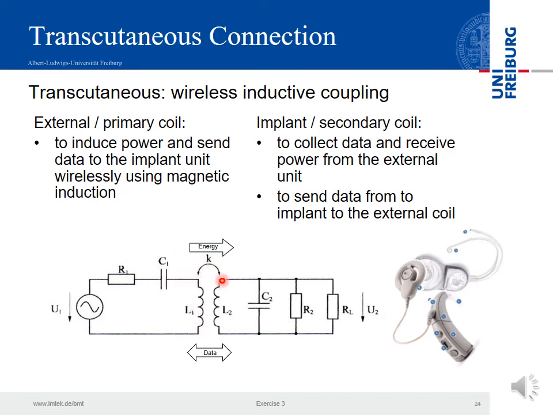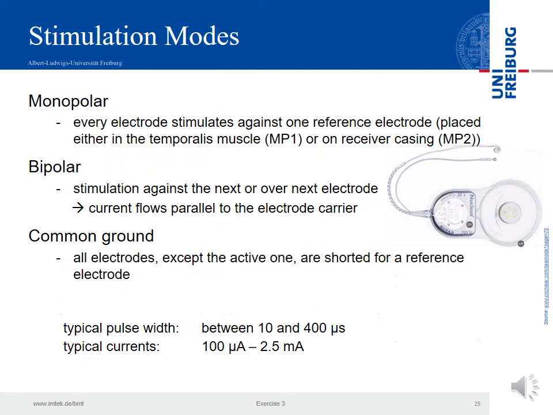And we have a coupling between the external part of the system and the implant system. In the implant we have a parallel resonance here, again inductor, capacitor, resistor, and the load, which is the stimulation electrode here. Reference electrode placed outside the cochlea. This could be either in the temporal muscle or on the receiver case. And if you carefully look here, you see that this part is open in the middle of the receiver case, and this could act as a counter electrode.